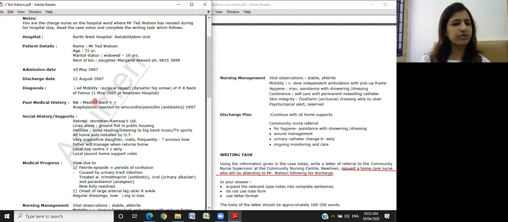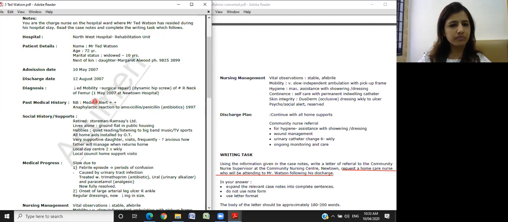That usually happens, isn't it? After the operation, the patient's mobility may be limited because the surrounding muscles and tissues may take a while to heal. And therefore, the patient may require physiotherapy and exercises to improve their mobility.